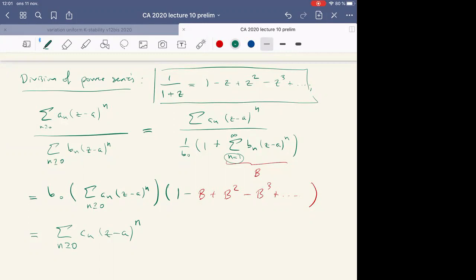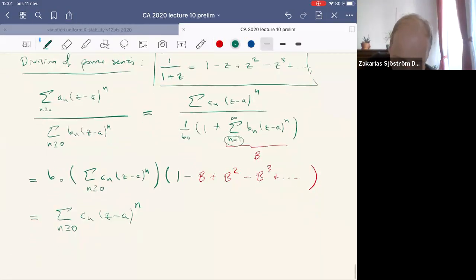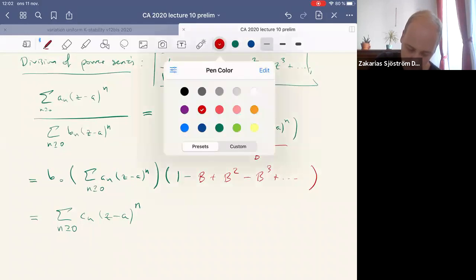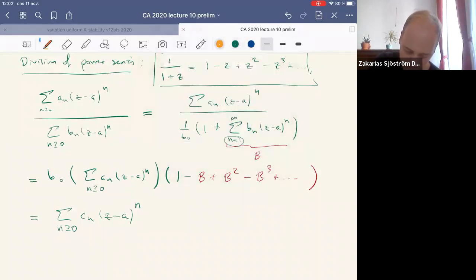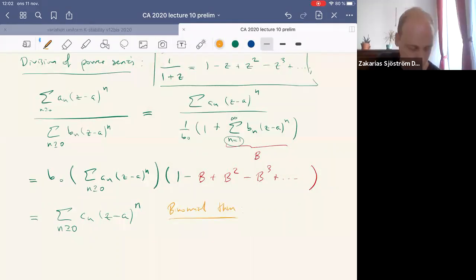Shouldn't B be smaller than 1? Shouldn't the norm of B be smaller than 1 for the expansion? Ah, yes. Yeah, you're right about that. So let me give the formal statement of this expansion. Let me give the binomial theorem. Let us recall this, since it's related to your question.